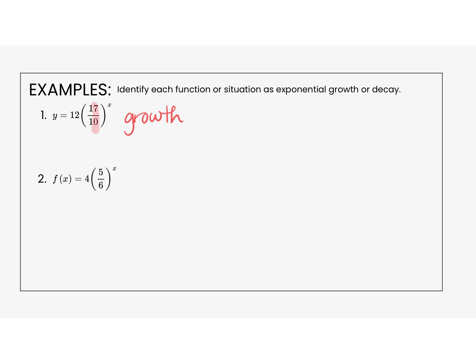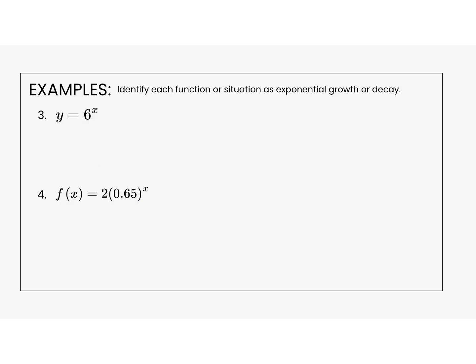Okay, second one, another fraction, now it's less than 1, 5/6 is less than 1, so that is an example of decay. So it is possible to have a fraction that shows growth, but it just needs to be an improper fraction. It needs to be greater than 1. Okay, next two examples, I have 6 to the power of x. So again, I'm just looking at this number here. So that is growth. And then this one, I have 0.65, which is between 0 and 1. So that is decay.